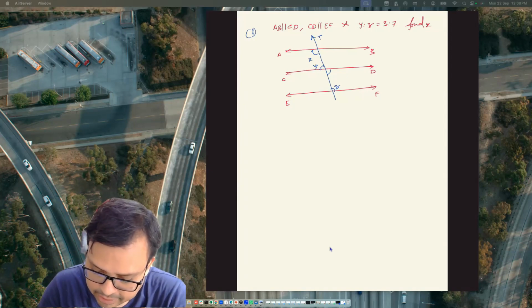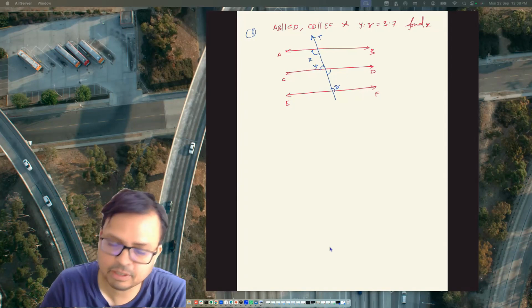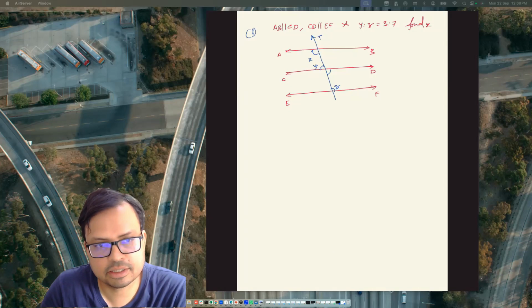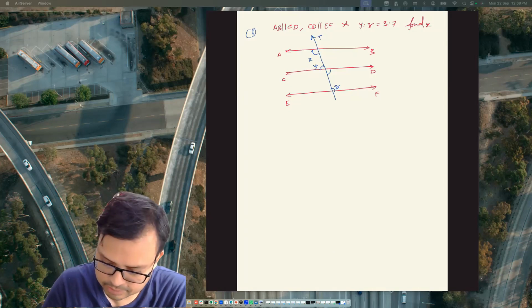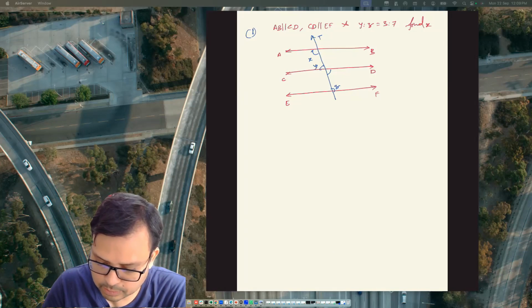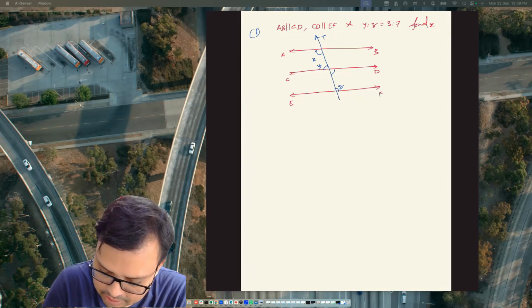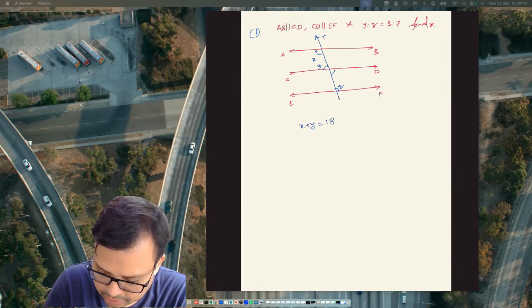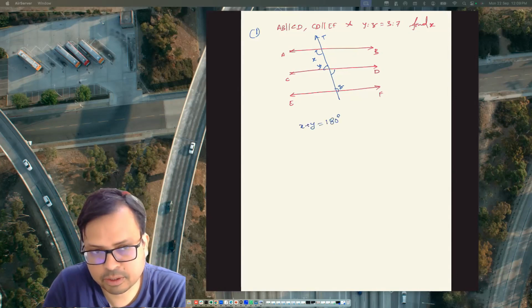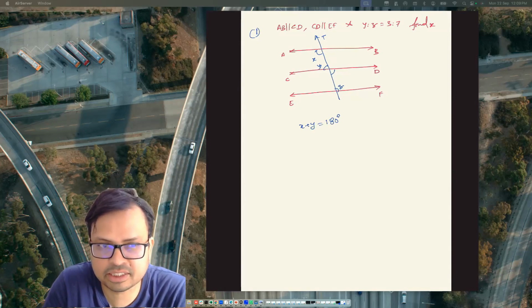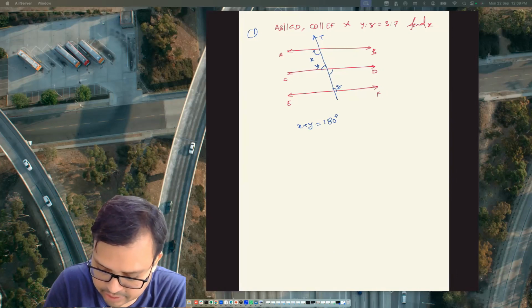There is angle X and angle Y, both on one side of the transversal, and angle Z is given on the other side. They want us to find X. From your past lessons, you know that X plus Y is equal to 180. Why? Because these are on the same side of the transversal and the co-interior angle sum will be 180 degrees.